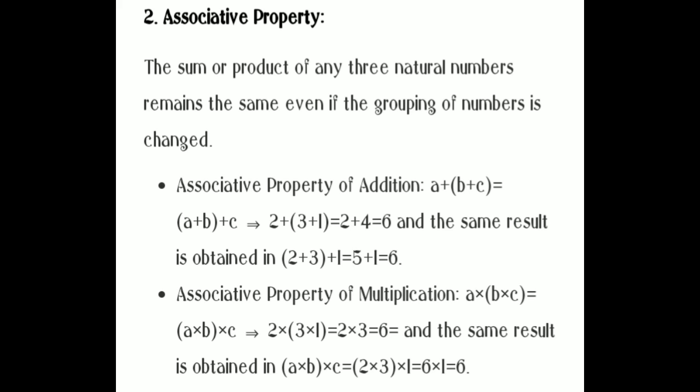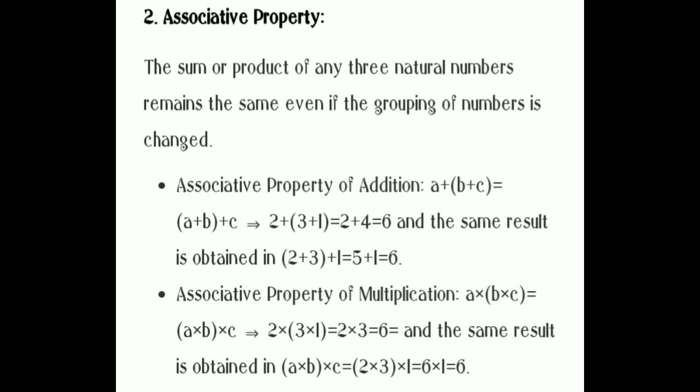The sum or product of any three natural numbers remains the same even if the grouping of numbers is changed. So this is the formula of associative property of addition: a plus (b plus c) is equal to (a plus b) plus c. For example, 2 plus (3 plus 1) is equal to 2 plus 4 is equal to 6, and the same result is obtained in (2 plus 3) plus 1, which is equal to 5 plus 1 is equal to 6.